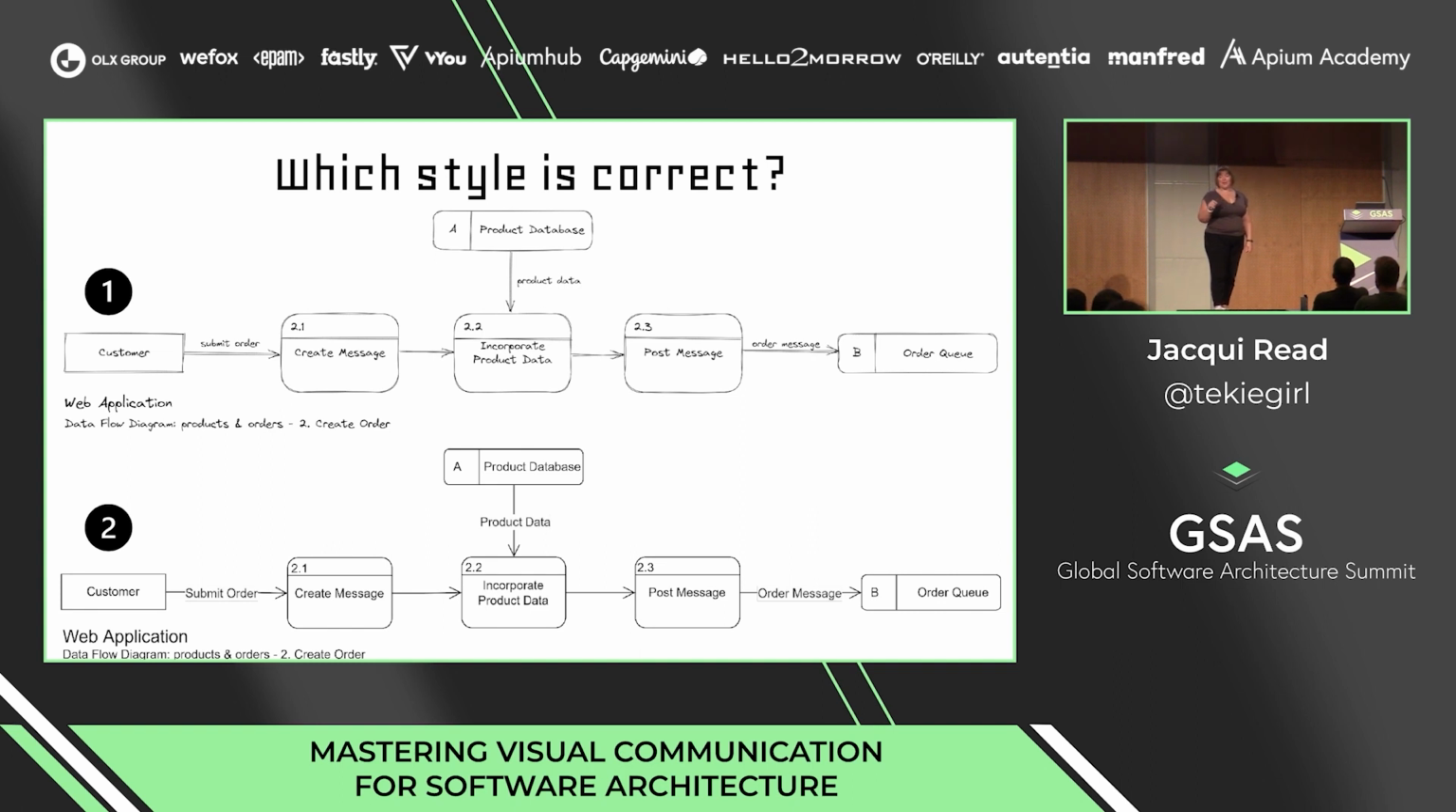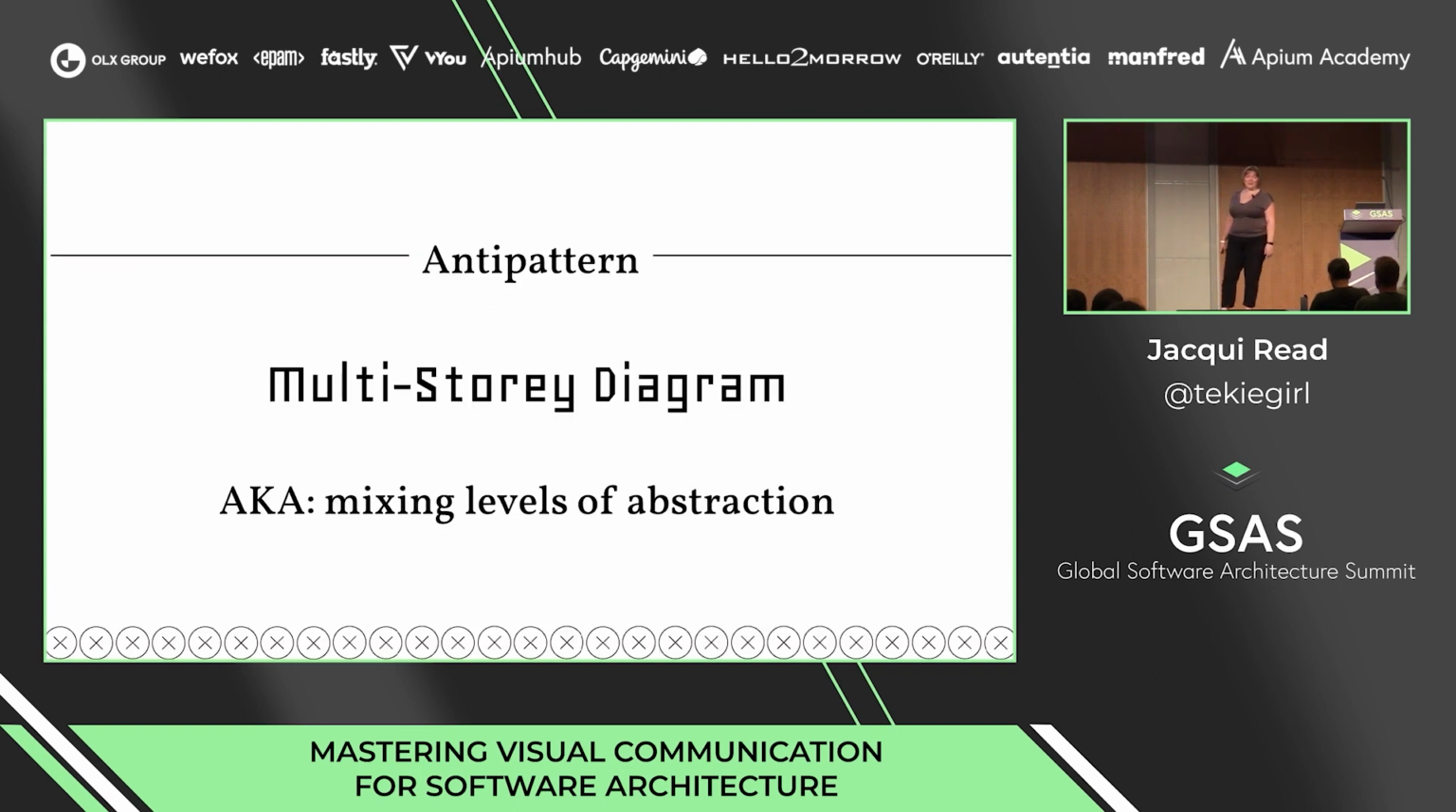I would probably use the second one, but wait a minute, what if we're just roughing out some ideas? Why not use number 1 then? But as it's got quite a lot of detail in it, we can use number 2. And that leads us on to another pattern. This one's an anti-pattern, which is called multi-story diagram.